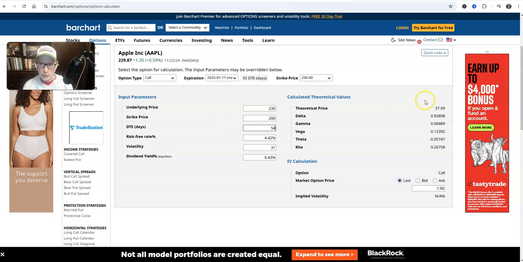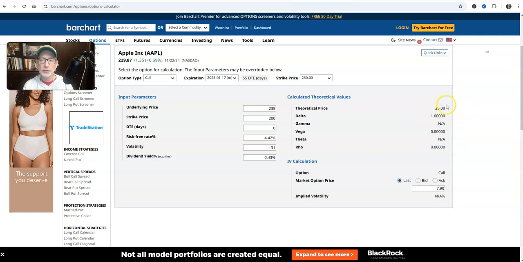Okay. Now it's worth 37 and change. So you've made about $4.70, or $470 per contract, when Apple moved up. Now let's just say Apple stayed at 235 until expiration. We've got 0 days left. It's a 235 strike price. Now it's worth $35. So on expiration, Apple moved up about $5.